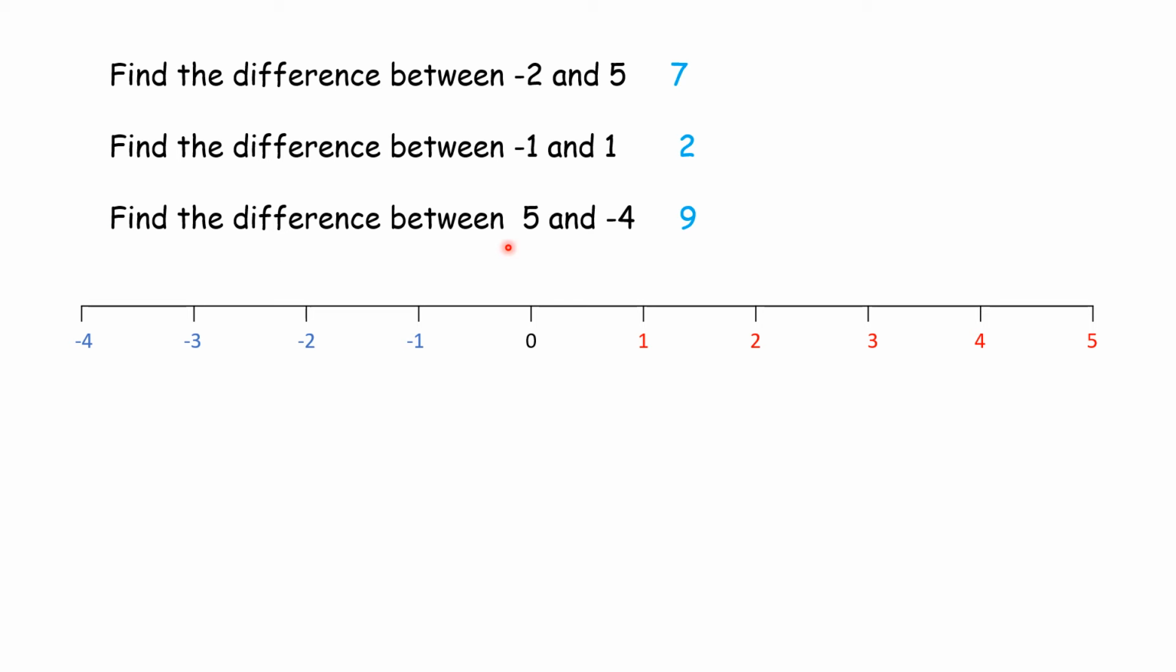Find the difference between 5 and -4. The answer that time is 9. So from 5 to -4, we've got 1, 2, 3, 4, 5 jumps that gets us to 0, then 1, 2, 3, 4 more jumps that gets us to -4. Altogether that's 1, 2, 3, 4, 5, 6, 7, 8, 9 jumps.